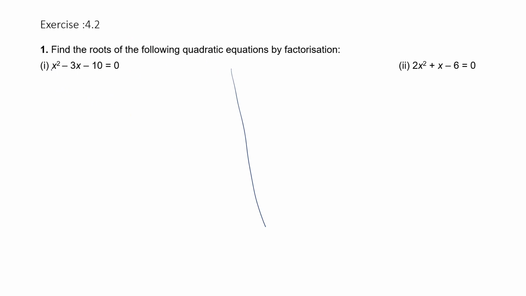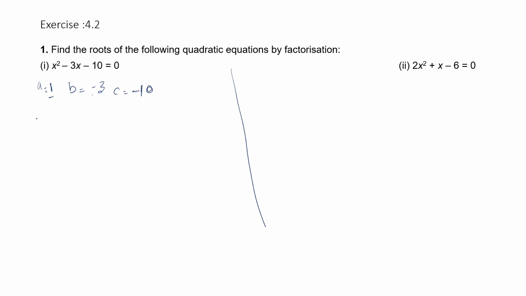Okay, so what's the first point? We have to identify a is equal to 1, b is equal to minus 3, and c is equal to minus 10. Is that clear? First of all, the coefficient of x square is a, the coefficient of x is b, and the coefficient without any variable is c. You have to take it along with the sign, don't forget, don't take only 10.